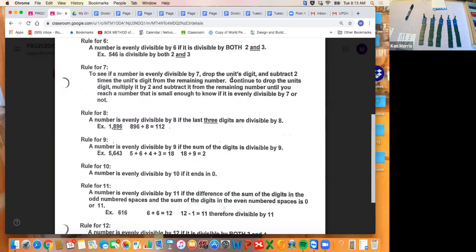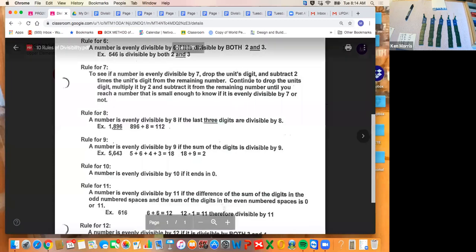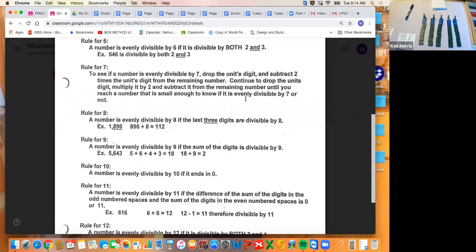And you could do this. You continue to drop the units digit, multiply it by 2 and subtract it, until you reach a number small enough to know if it is evenly divisible by 7 or not, like 28 or 21 or 14 or 35. Again, I'm not sure you're ever going to use this rule. I think it's just as easy to plug it into the calculator. But they're kind of fun. You could have children play with this, give them some examples and let them do it, especially those children who are into puzzles.